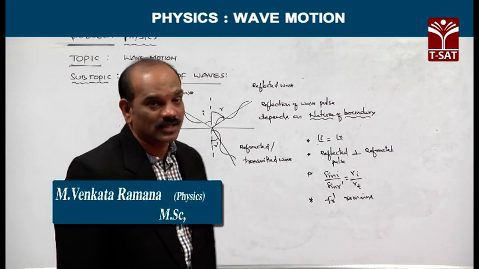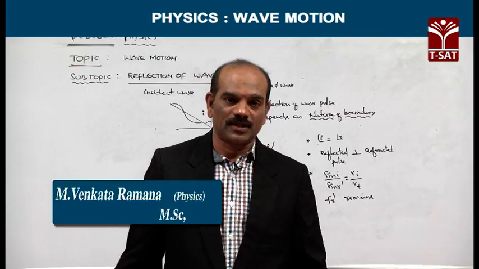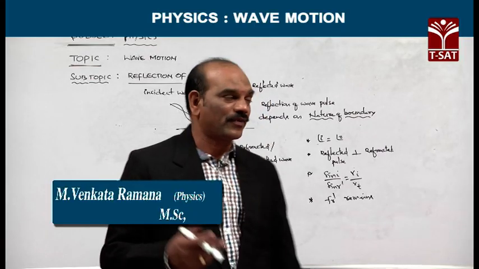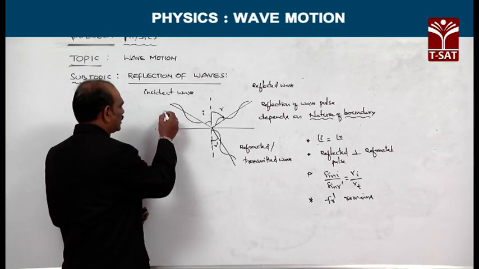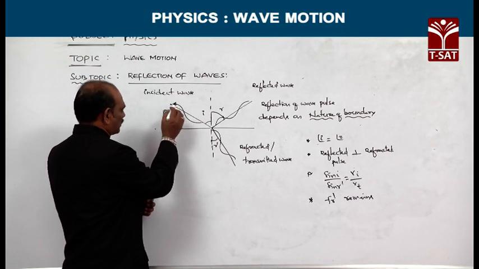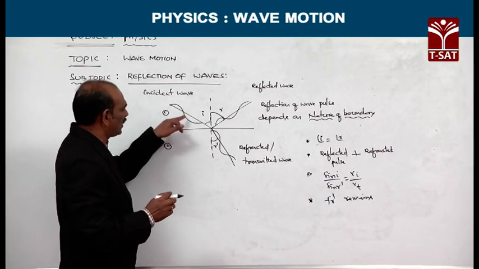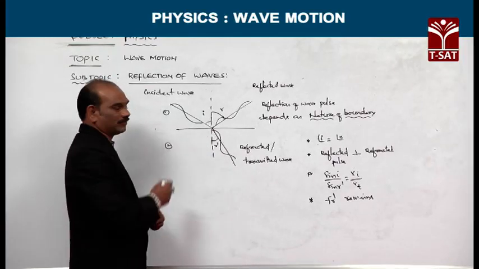Let us see the concept of reflection of waves. Transverse waves are incident on a surface between two boundaries. For example, this is one medium, this is the second medium. In this case, this wave is incident on the interface of the two media.